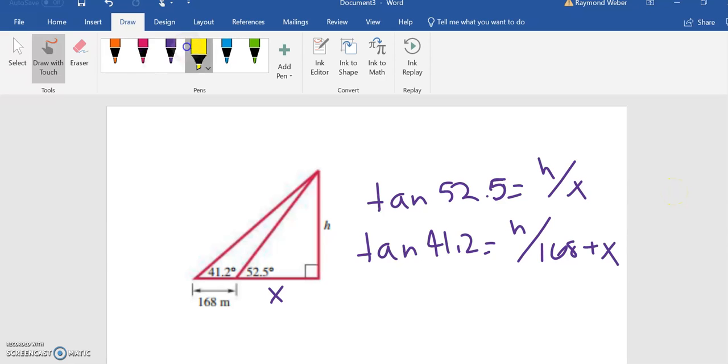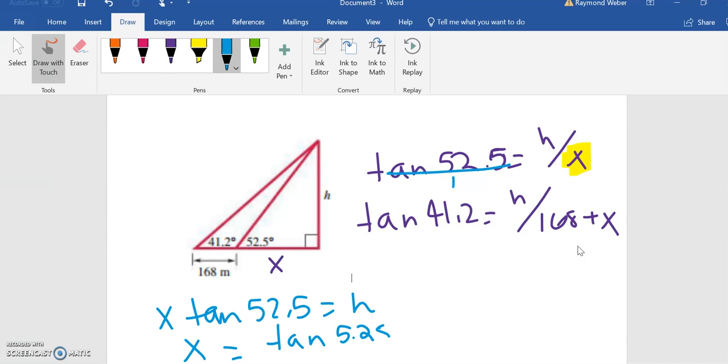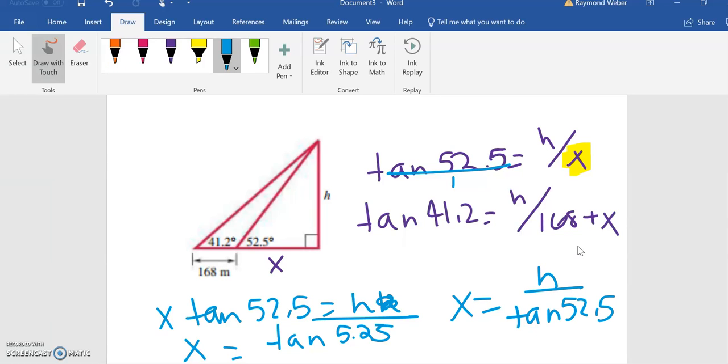To do that, I want to solve both for the value x. The reason I want to solve for x is that I'm trying to figure out h, so I want that in my problem. I'm going to solve this upper one first, and this is actually pretty easy. This is over 1, so I can flip things around. So x tangent 52.5 equals h, and then I divide, so x equals h over the tangent of 52.5. Okay, so this is my first equation.